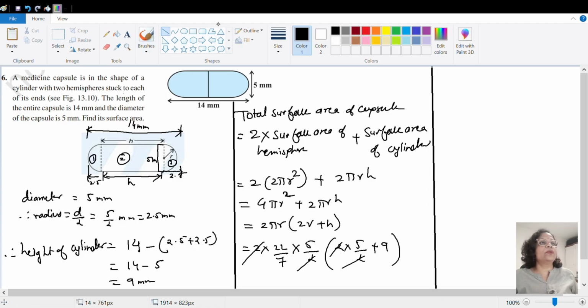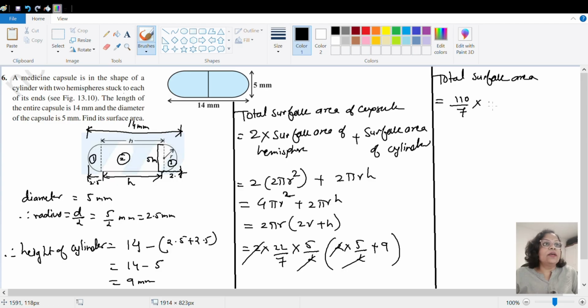So the total surface area will be equal to, this becomes 110 by 7, and this will become 14. So this cancels, it becomes 2, that is 220 millimeter square, the area of this entire capsule. I hope you have understood. Let us go to the next question, question number 7.